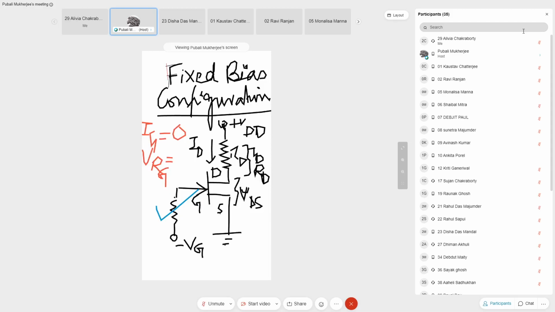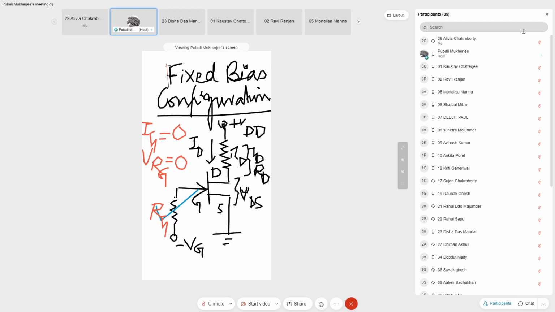So VRG is also 0. This is the RG resistor, and the voltage drop across this RG resistor is 0. Since there is a 0 drop across RG, you can replace RG by a short circuit. That circuit I'll be drawing in the next meeting, as a continuation of this circuit.